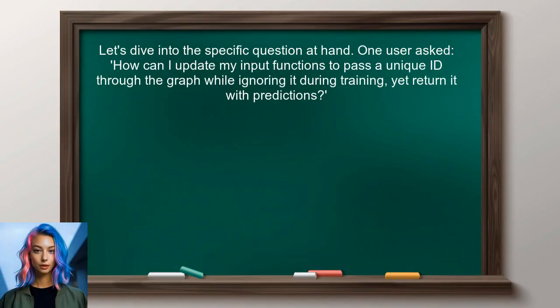Let's dive into the specific question at hand. One user asked, how can I update my input functions to pass a unique ID through the graph while ignoring it during training, yet return it with predictions? This is a great question and one that we'll explore together.